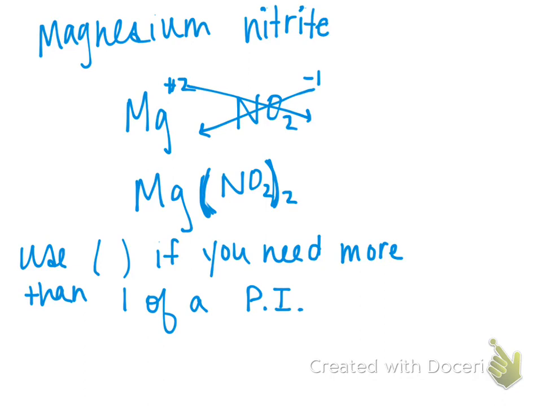So this is telling us right here that we need 2 of this whole molecule, which means we would have 2 nitrogen atoms, and how many oxygen atoms would we have? 4, right? If we need 2 of this whole molecule, we would have 2 nitrogen atoms and 4 oxygen atoms. Okay? Any questions? All right, let's try a couple more here.